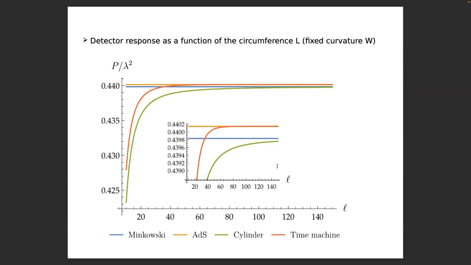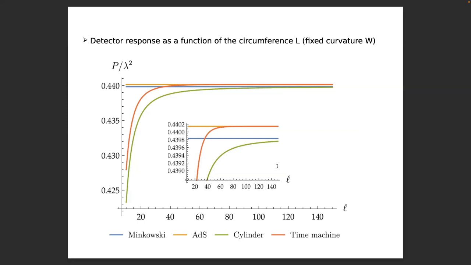So what we see here is that when we have a greater L, the detector response in the time machine spacetime goes very near, I amplify the graphic, to the AdS, so they are more or less indistinguishable. But when we are at a very small L, the response in the time machine spacetime goes closer to the Einstein cylinder. As you see, in this case, they are not equal because we have fixed the curvature.